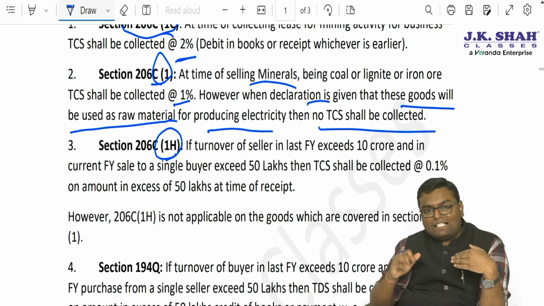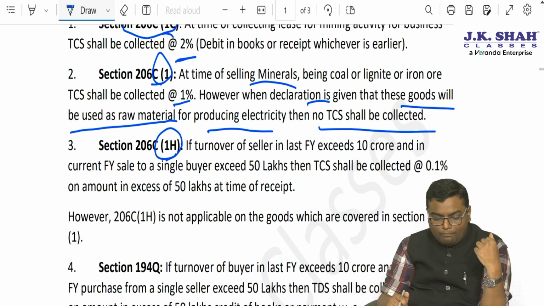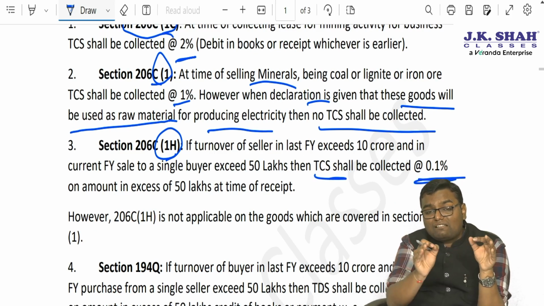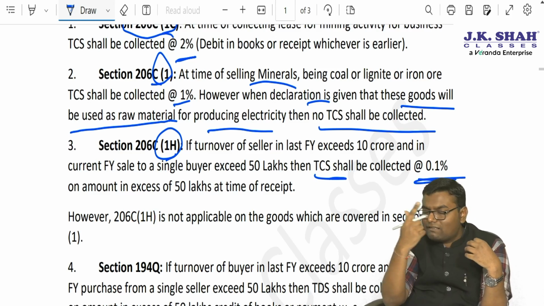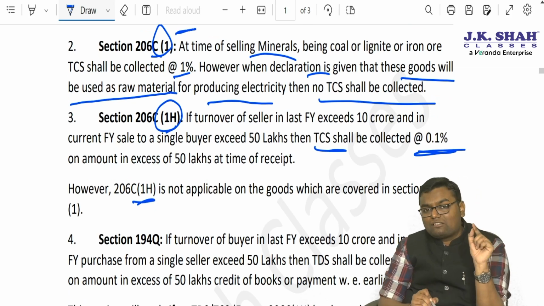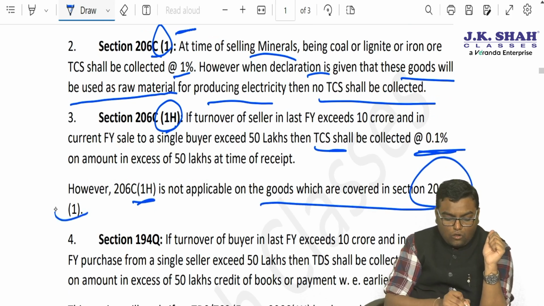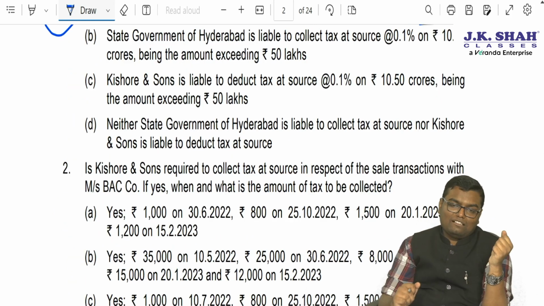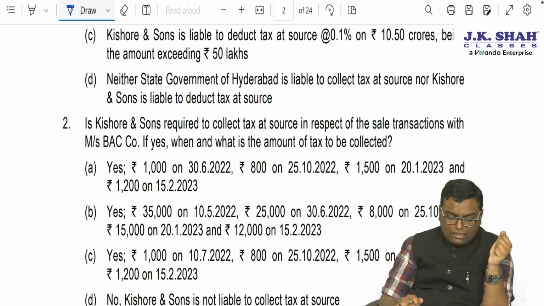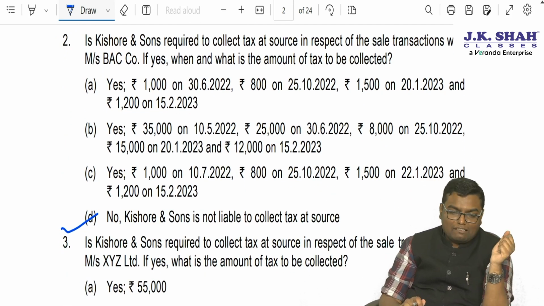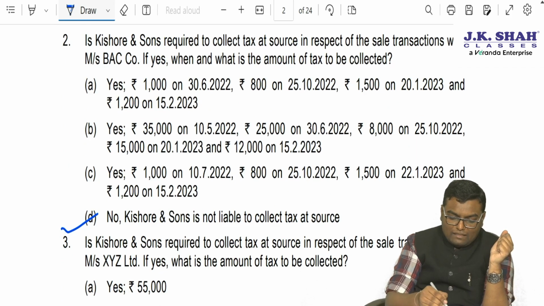If turnover of the seller in last financial year exceeds 10 crore and in current financial year sale to a single buyer exceeds 50 lakh, TCS will be collected at the rate of 0.1% on the amount in excess of 50 lakh. That provision we all know. However, this clause 1H is not applicable if the goods are covered under clause 1. So here, as per the combination of these two clauses, no TCS will be collected. So the answer is no. Kishore and Sons is not liable to collect any kind of TCS. So for question 2, the answer will be B.